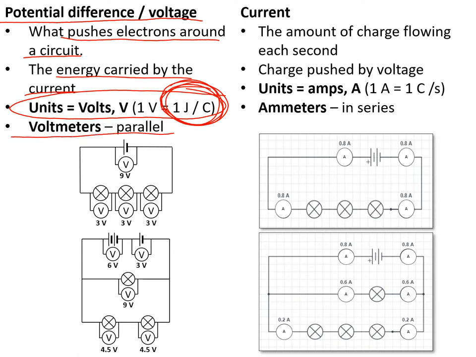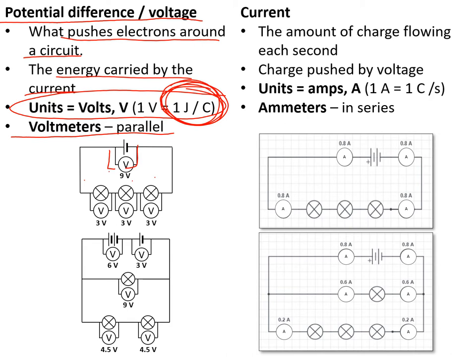So if you look at there and there and there and there, you'll see that each of the voltmeters is connected to those bulbs in parallel. So remember, parallel is on a different branch, so you can see that this voltmeter is connected on a different branch to the battery that it's trying to measure.